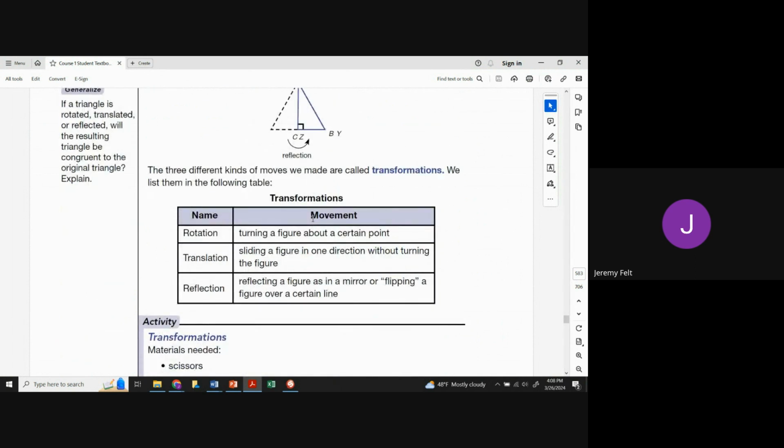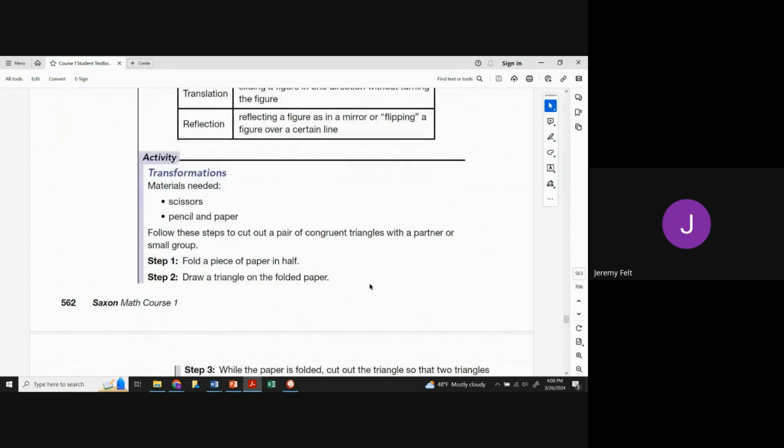There's some other ones we'll talk about, like a contraction and a dilation, where we're getting bigger or smaller. The ones we're working with today are all going to be similar. They're not going to change size or shape. We're just going to be rotating, which is turning a figure about a certain point. Translation, sliding a figure in one direction without turning. And then a reflection, reflecting a figure as a mirror, or flipping a figure over a certain line.